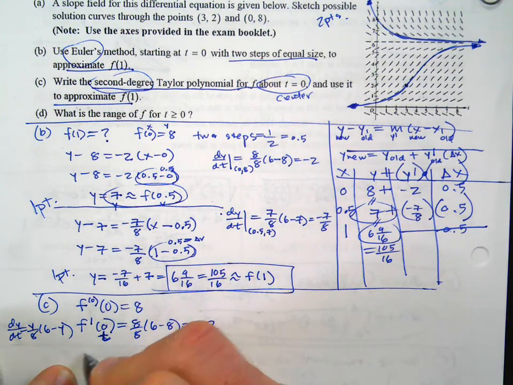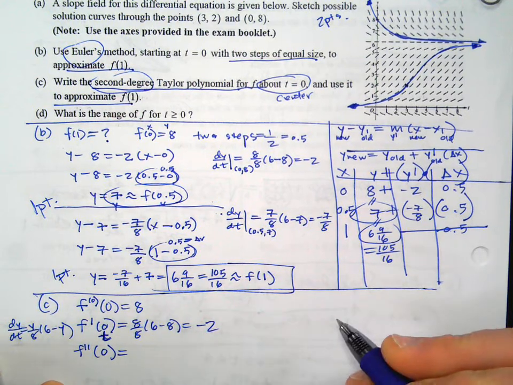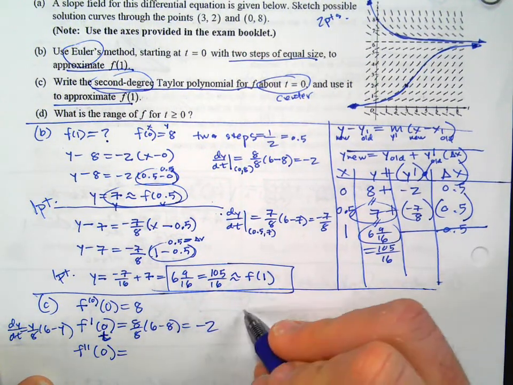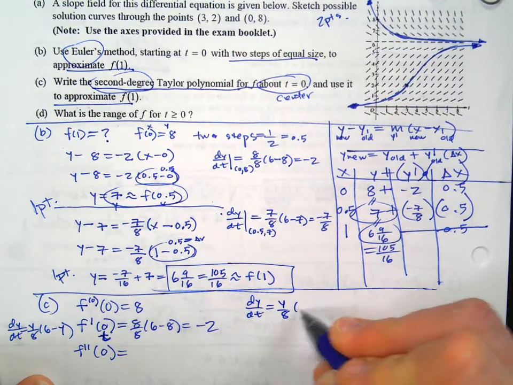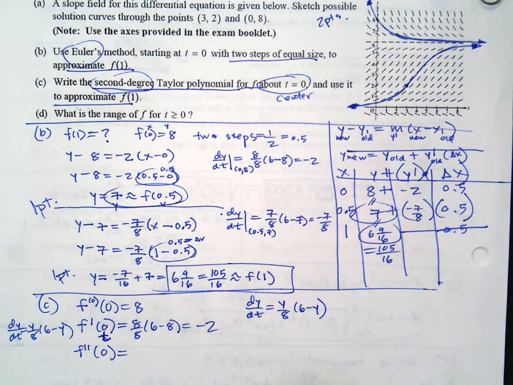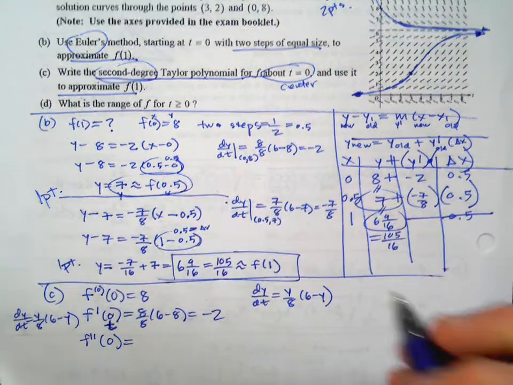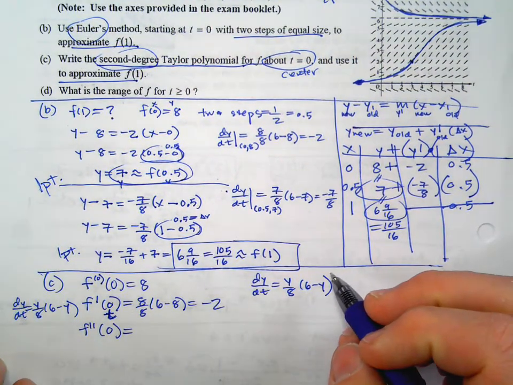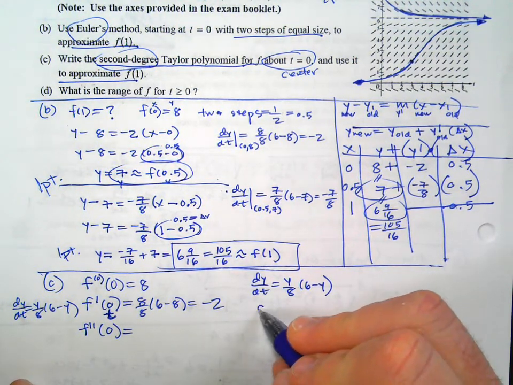And then we need the second derivative at time 0. Now, we don't have the second derivative, so we've got to find it. They gave us dy/dt equals y over 8 times (6 minus y). Remember, for a Taylor polynomial, we need all the values of the multiple derivatives at the center, times x minus the center to that power, over that number factorial. And we just go from 0, 1, 2, and we're going to stop at 2 because it's a second degree, like second order.